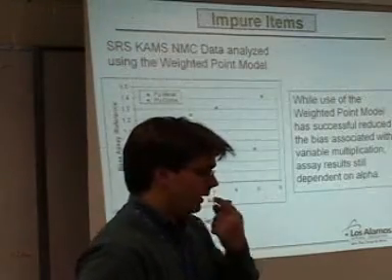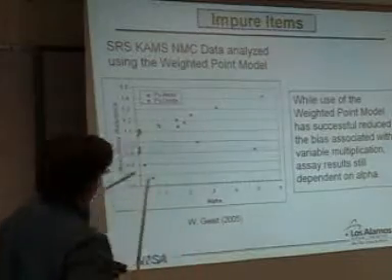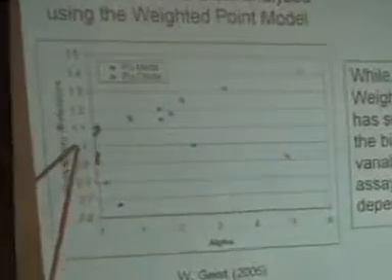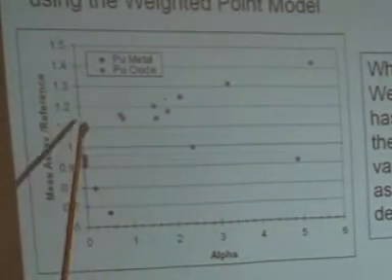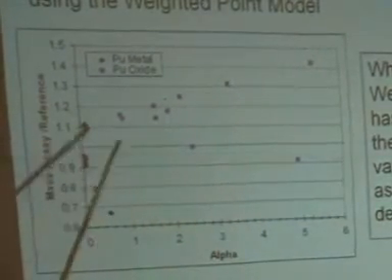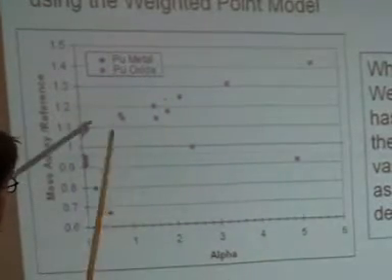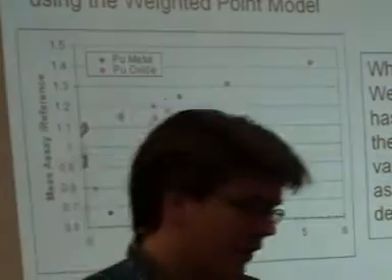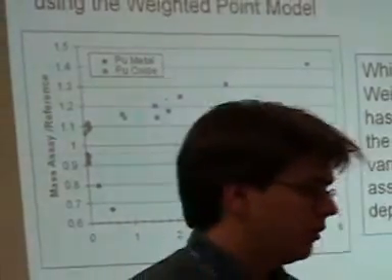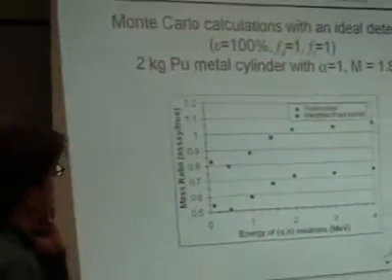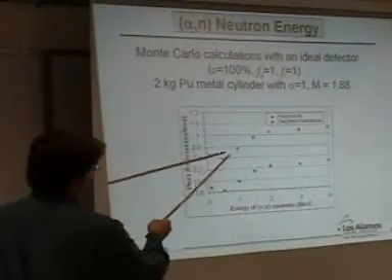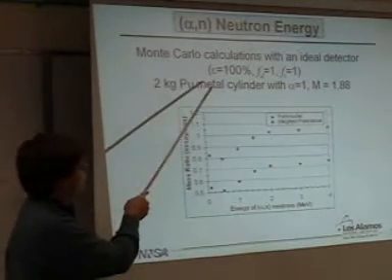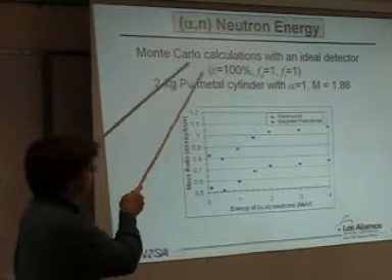Let me just skip that real quick. We also have issues with impure items. For items that were measured at the CAMS detector, if you increase alpha, you see increases in bias in different directions depending on the impurities that you have inside the item. These are metals here, these are oxides. So you can see the effect of that assumption of energy independence, possibly. There might be other effects due to alpha n reactions. The reason I think it's energy is, if I look at Monte Carlo calculations using MCNPX for a 2 kilogram plutonium metal cylinder in an ideal detector system.